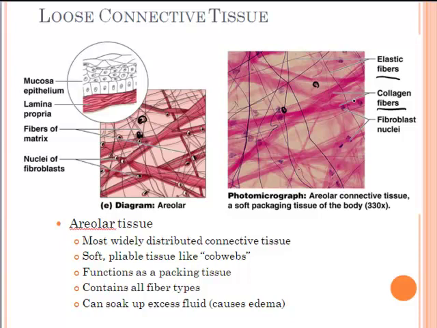So when swelling happens, loose connective tissue is probably involved, because there's so much space in here that can be filled up by water. So it can soak up a lot of water and swell. We call that edema. That's loose connective tissue, specifically areolar tissue. And this is the most widely found connective tissue in the body.